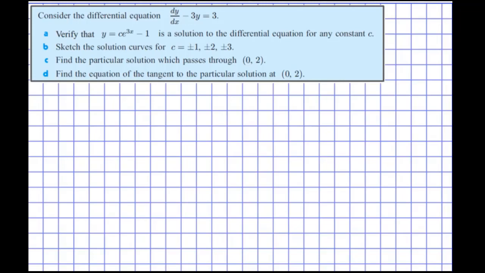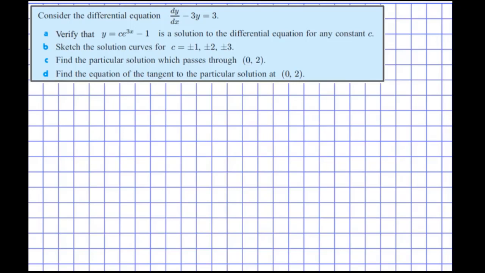Consider the differential equation dy/dx minus 3y equals 3. Part A: verify that y equals c e to the 3x minus 1 is a solution to the differential equation for any constant c. Part B: we need to sketch the solution curves for c equals plus or minus 1, plus or minus 2, and plus or minus 3, so 6 different curves.